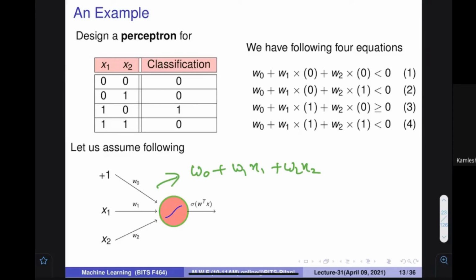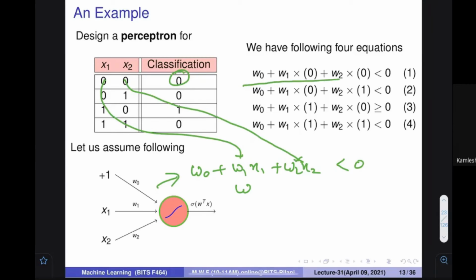So when the values are 0 and 0, x1 is 0, x2 is 0, then it should be less than 0, because we have to output 0. So we write this equation: W0 plus W1 times 0 is less than 0. This equation gives us that W0 should be less than 0. So what's the problem? I can pick any value. Let's pick W0 equal to -1. Any problem in that?